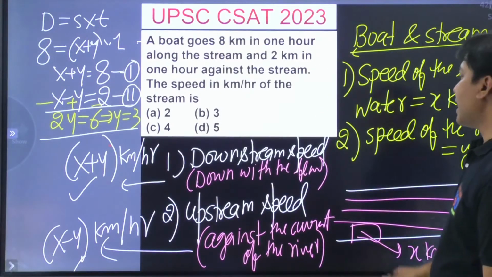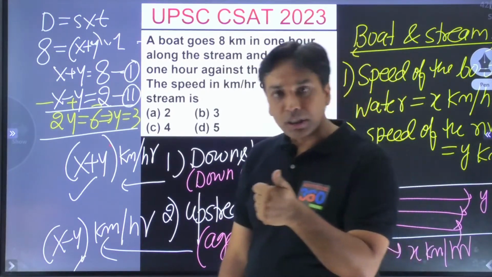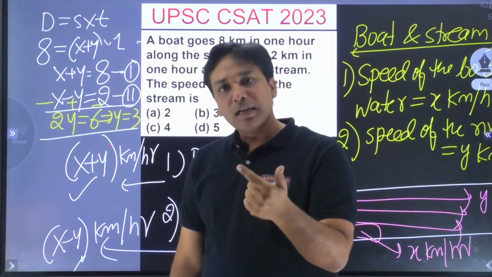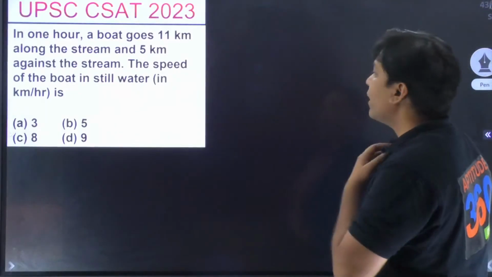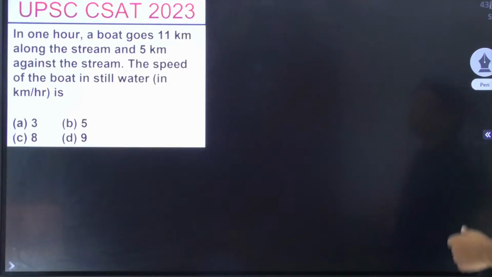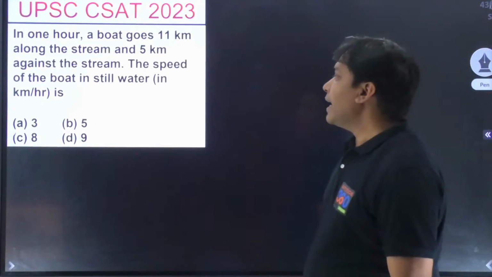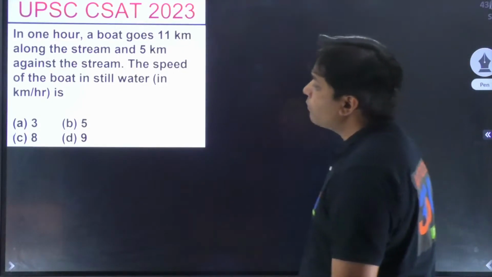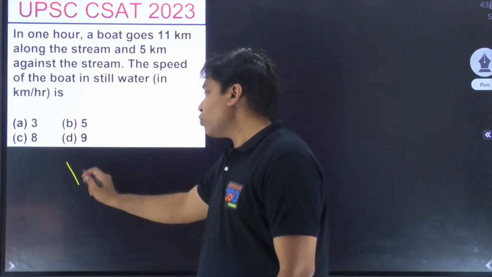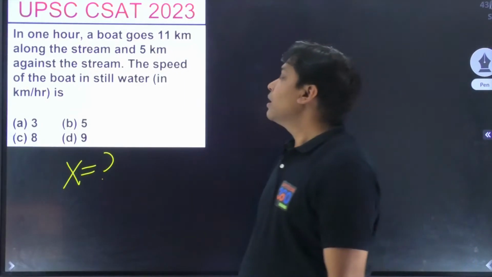All right. So if you understand these 4 things: speed of the boat in still water, speed of the current, downstream speed, upstream speed, with this understanding, I would like to move ahead with another problem. It says that in 1 hour, a boat goes 11 kilometers along the stream and 5 kilometers against the stream. They are asking you what is the value of x, the speed of the boat in still water.